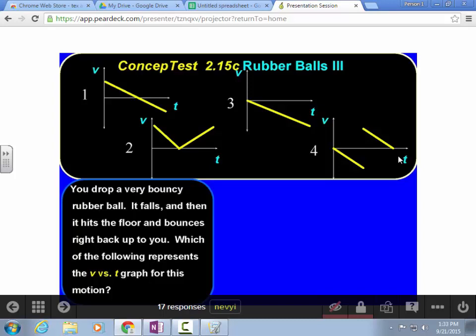Take a look. Which way is it going? Down, which means it's going to be the furthest down right before it hits the ground. And then it shoots back up with the greatest velocity. In other words, there's a discontinuity. Correct. Its speed is greatest here and here, right before and after it hits the ground.